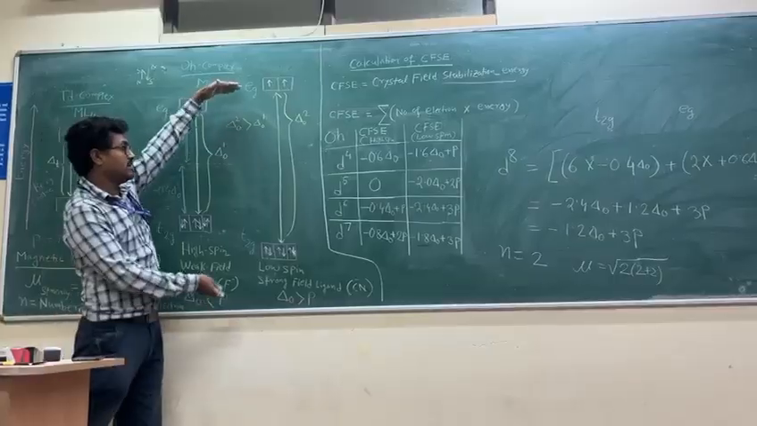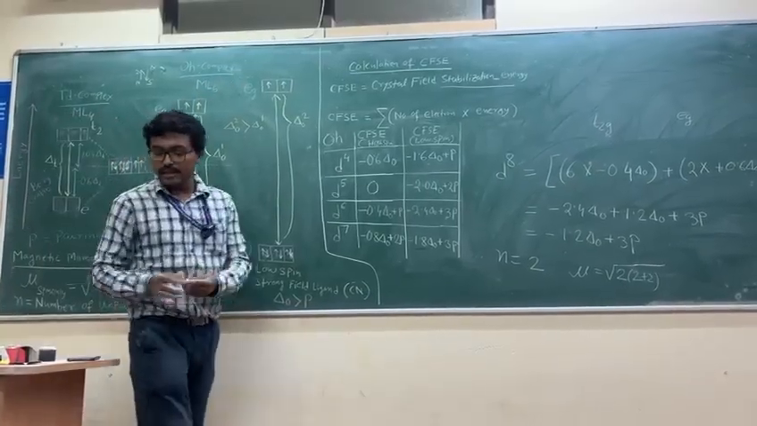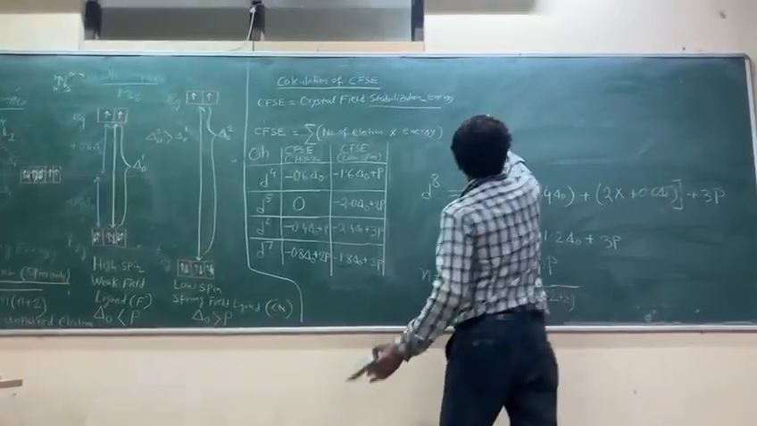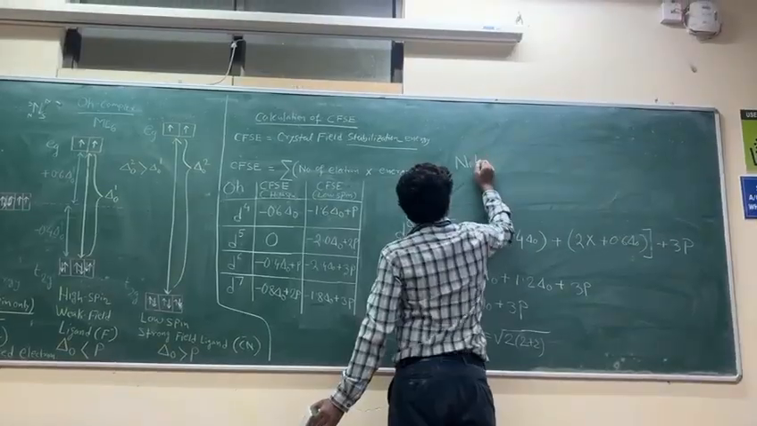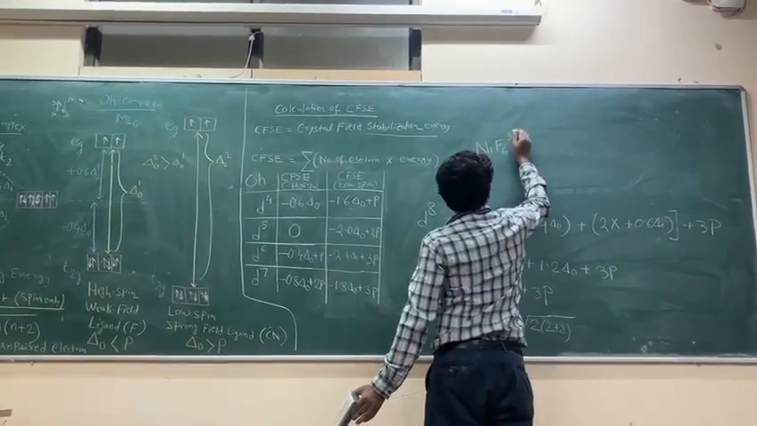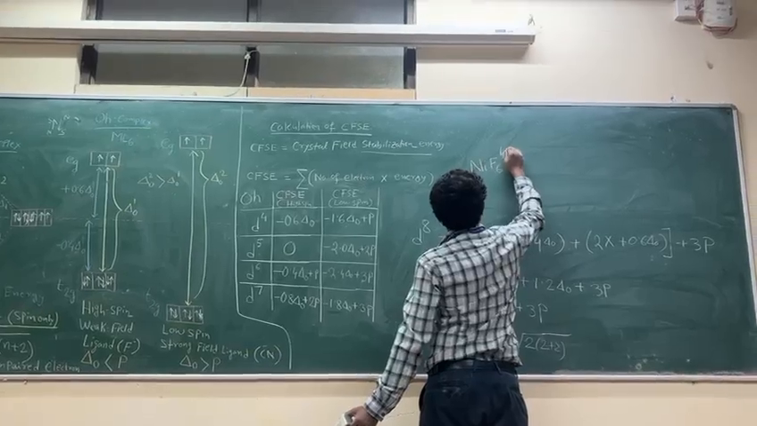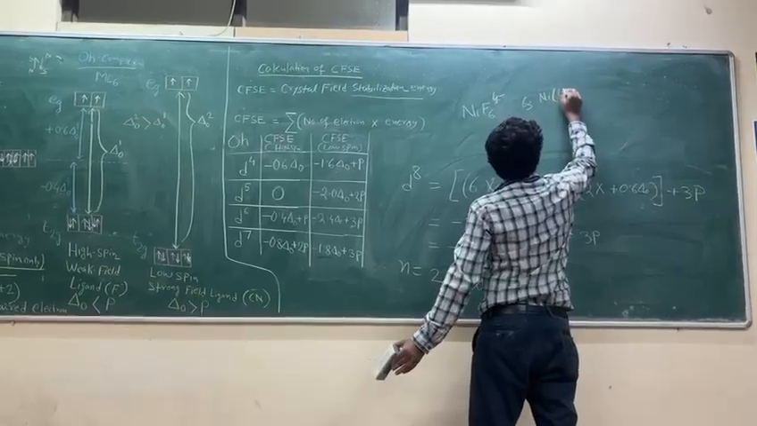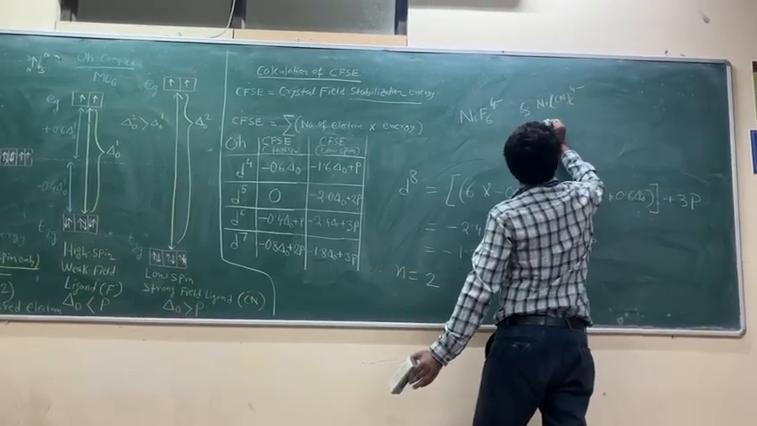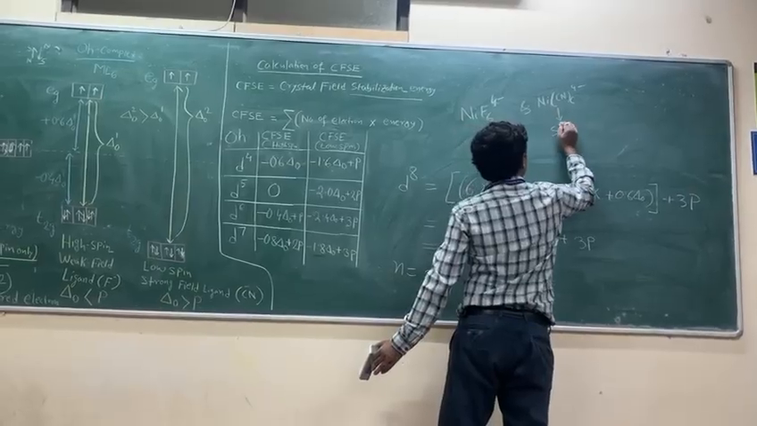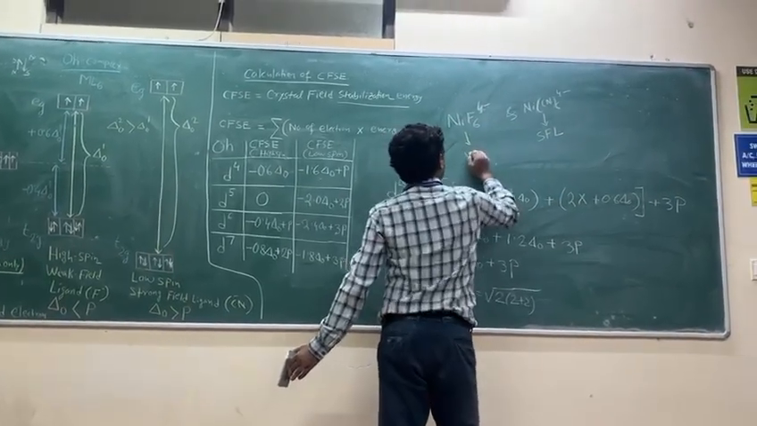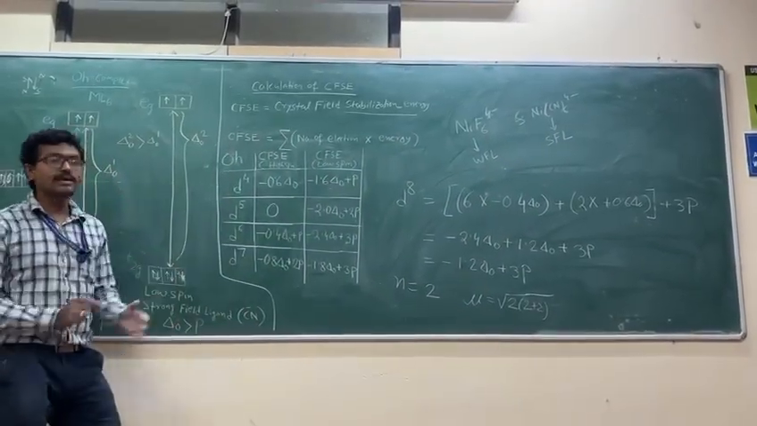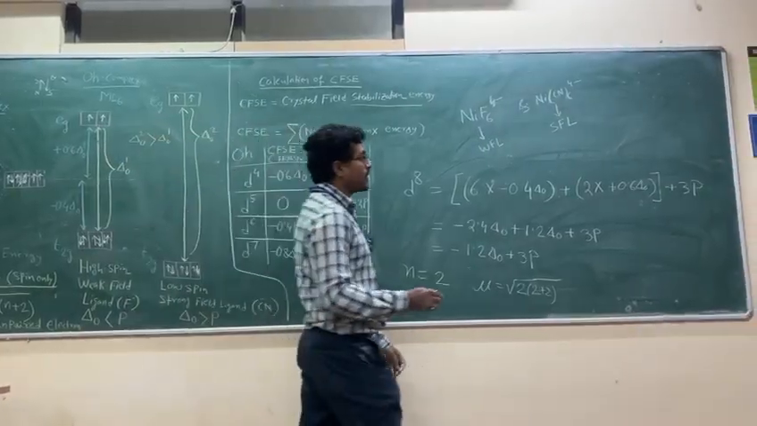Splitting is different, which means if we take the spectra, it will be different. For example, if we take two complexes, nickel fluoride, NiF6 4 minus, and NiCN6 4 minus, this complex has a strong field ligand and that has a weak field ligand. So in both complexes the CFSE value will be the same, the magnetic moment is the same, but the absorption spectra will be different.